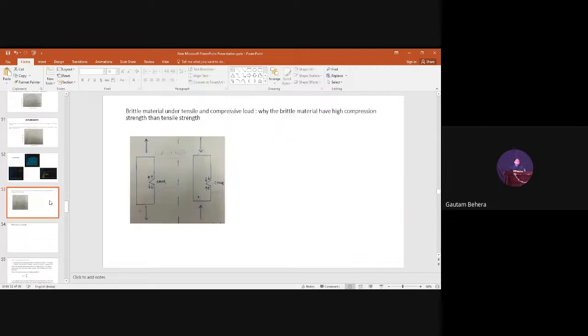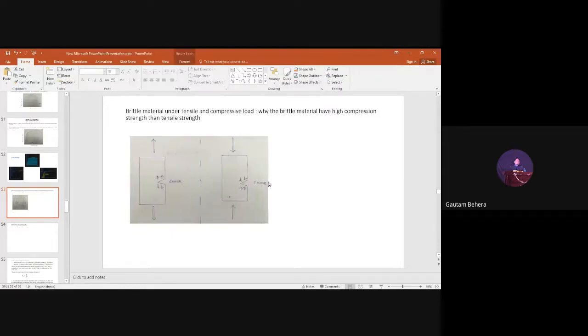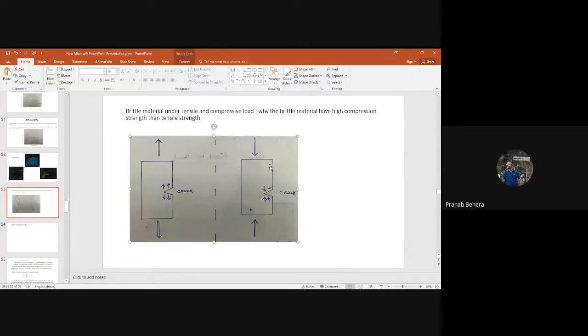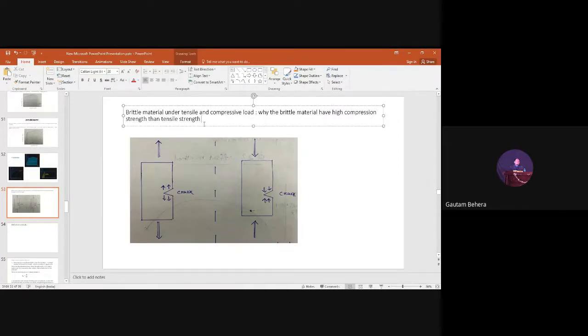Next, there is an interesting point here: brittle material under tensile and compressive load. So you understand which one is tensile, which one is compressive? First one tensile, second one compressive. Very good. This is the tensile force acting on a material, and this is the compressive force acting on a material. Just by looking at the direction, you can say which one is tensile and which one is compression. The question is why brittle materials have higher compressive strength than tensile strength. This is the important point about a brittle material.